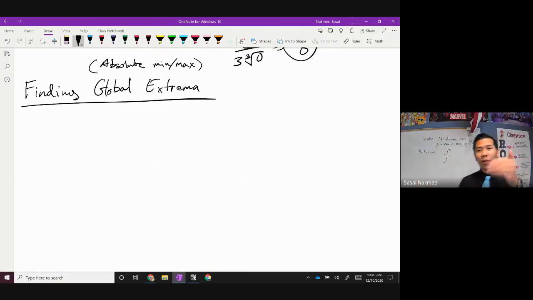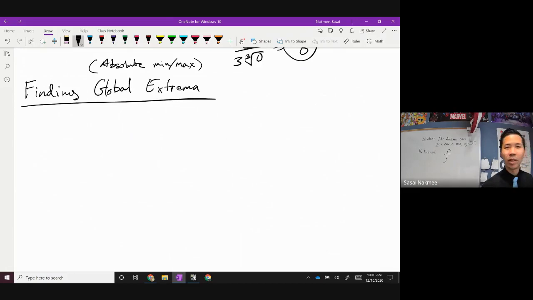If you're using an open interval, if one of them is open, you're not guaranteed both. Does that mean that they don't have it? No, it doesn't mean that they don't have it, but it's just not guaranteed. You might still have one maximum and one minimum, but you might not have both if it's open. And you'll see that the more you approach them.